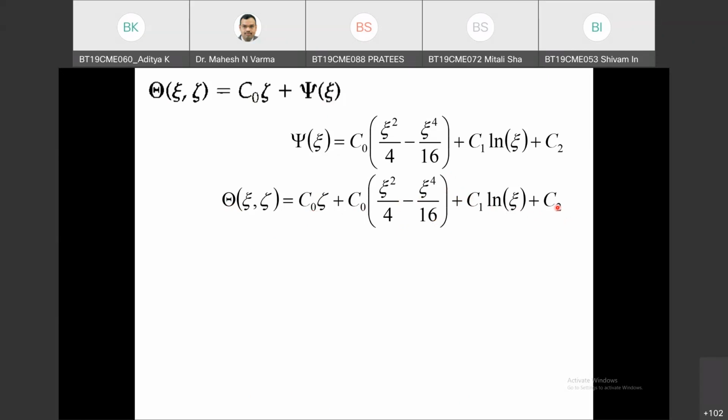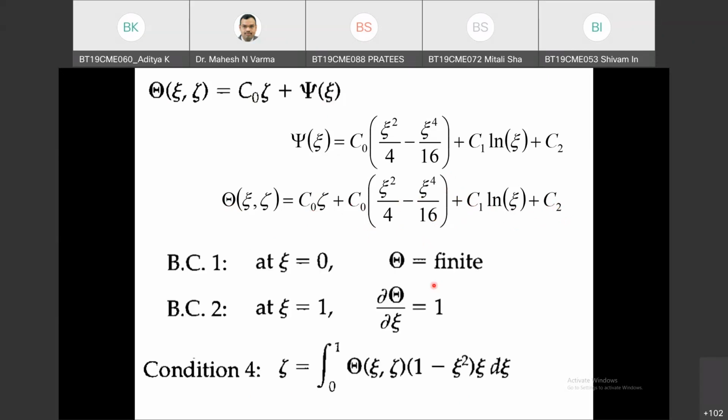Now how many constants do we have? 1, 2, 3. 3 constants and 3 boundary conditions. So we can solve the problem very easily. These are the 3 boundary conditions. You can see using this boundary condition, what will be the outcome? Epsilon equals to 0, theta is finite. What will it give me?